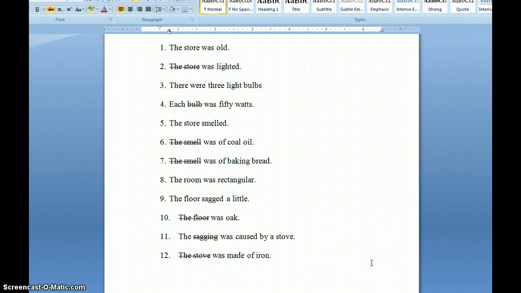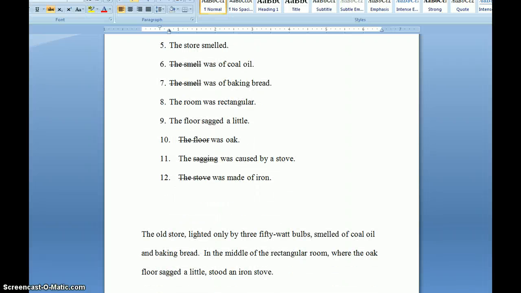Alright, these 12 sentences actually come from a novel called Into Thin Air. So I want to show you now the actual excerpt from the novel, and let's see how close you got in your sentence combining with the published text. The old store, lighted only by 3 50-watt bulbs, smelled of coal oil and baking bread. In the middle of the rectangular room, where the oak floor sagged a little, stood an iron stove. So this is 12 sentences brought down to only 2.